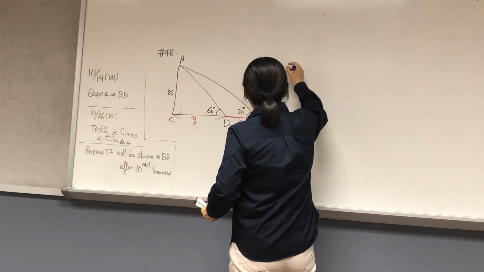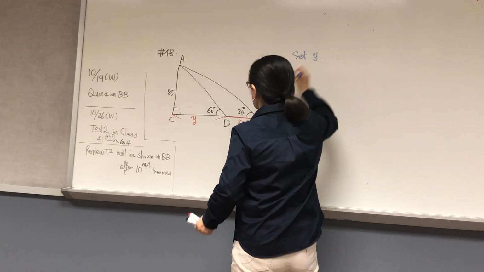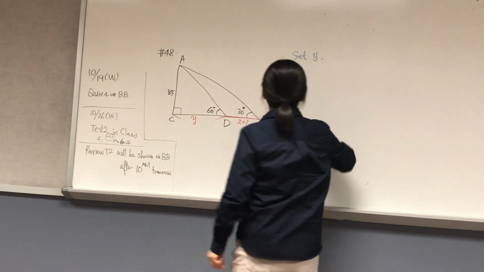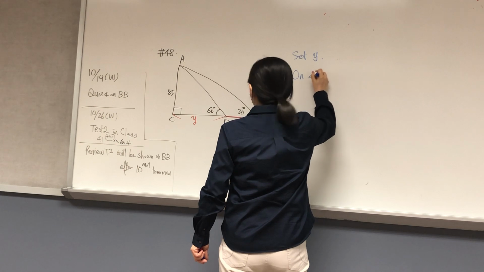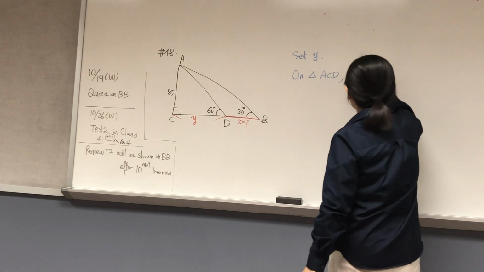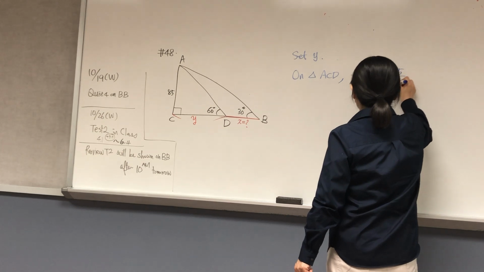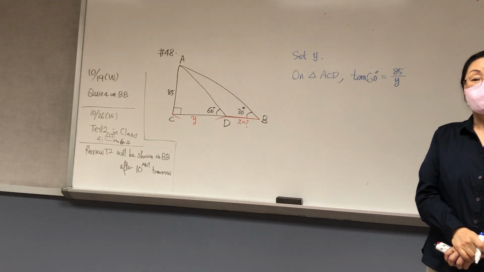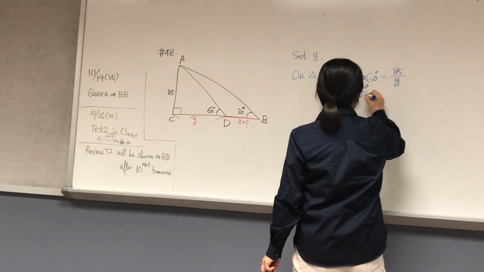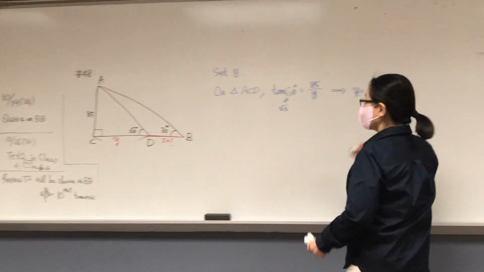Tangent 60. Very good. Tangent 60, yes. So set Y, on the triangle ACD, right? Tangent 60 equals 85 over Y. What is tangent 60? Square root of 3. Good job. So what is Y? 85 over square root of 3. Am I right? Yes. Good.